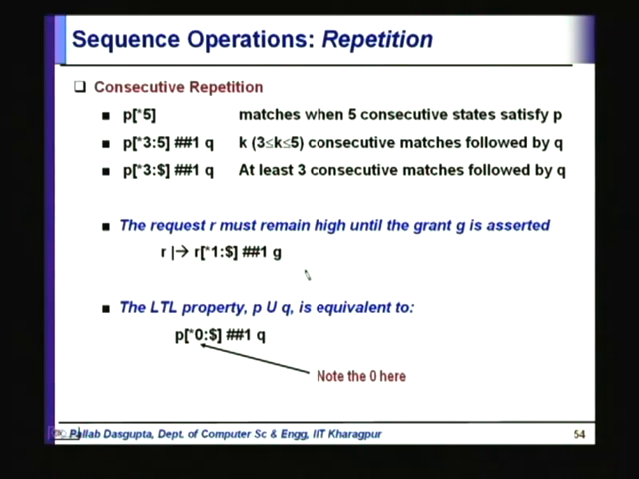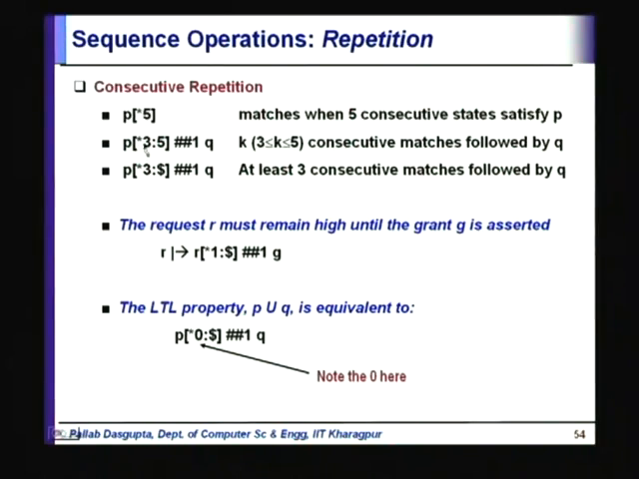The next thing that we did not see in LTL, but we are seeing here is the notion of repetition. The first type of repetition that we are going to look at is called consecutive repetition. P star 5 matches when 5 consecutive states satisfy P. So, if you have P, P, P, P, P in 5 consecutive states, then P star 5 has matched.